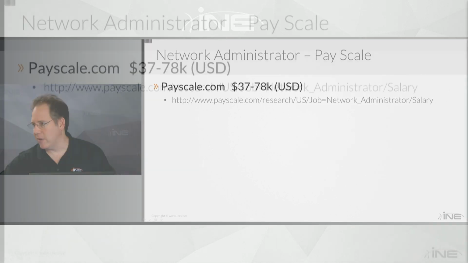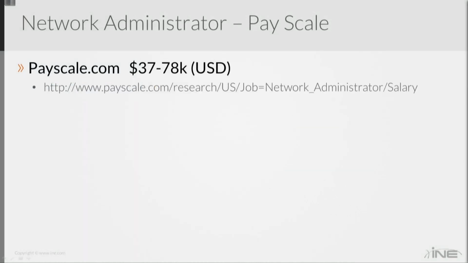payscale.com, and I'll make this larger right here, says that a network admin goes anywhere from $37,000 to $78,000 a year. A lot of that depends on what portion of the United States you're in. Clearly, if you are a network admin working in New York City, you're going to get the upper end of that pay scale. Whereas if you're a network admin working in some small town in Kansas, you're probably going to get the lower end of that pay scale.